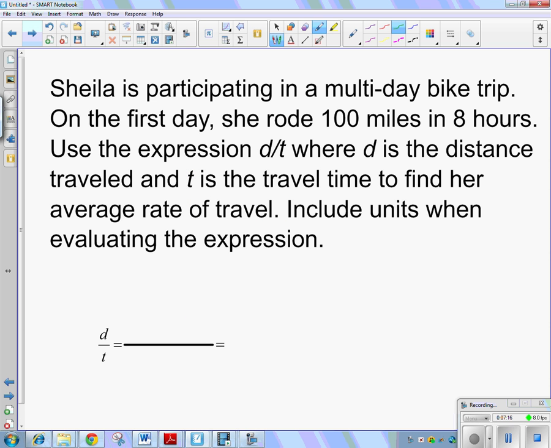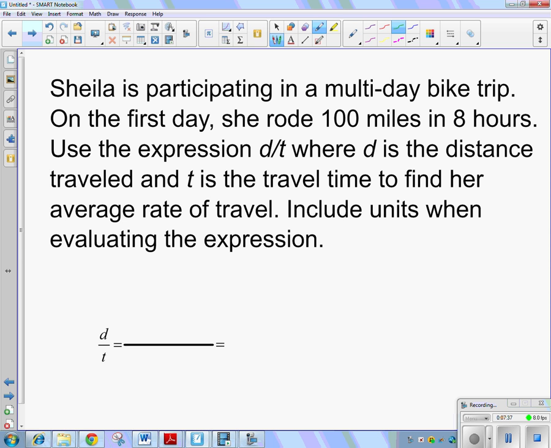Let's do this in the form of a word problem. Sheila is participating in a multi-day bike trip. On the first day, she rode 100 miles in 8 hours. Use the expression d over t, where d is the distance traveled and t is the time, to find her average rate of travel. Include units when evaluating this expression.